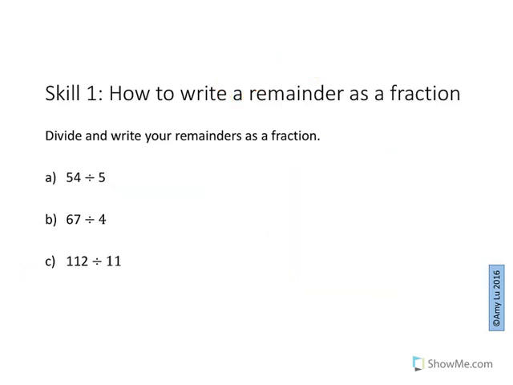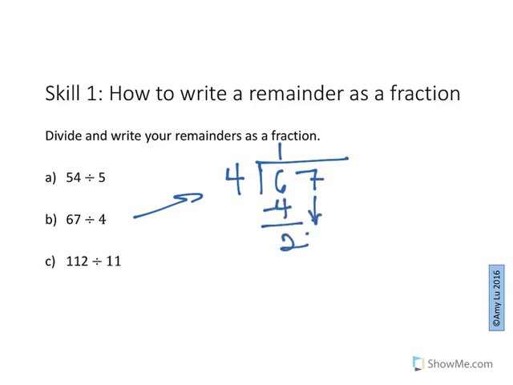Okay, so let's work these out. 67 divided by 4, and if you notice, I give myself plenty of space to write everything. 4 goes into 6 one time, so I subtract. I have 2 left over, and I bring the 7 down. 4 goes into 27 6 times. 4 times 6 makes 24. I subtract. I have 3 left over. So rather than rewriting R3, I have 3 left over out of 4, which is what I divided by. So the answer is 16 and 3/4.